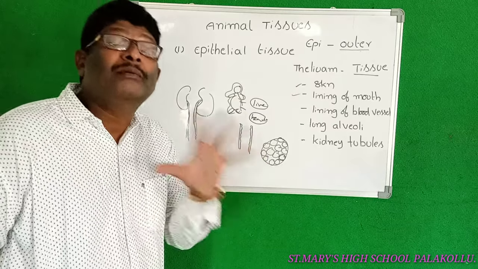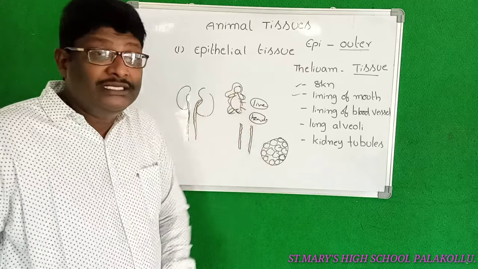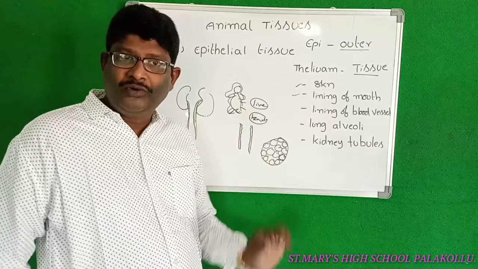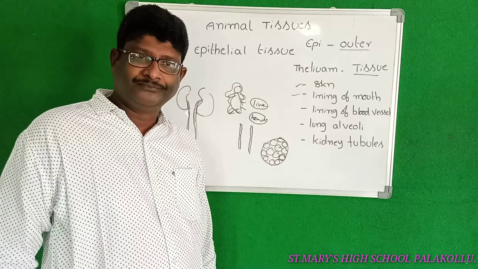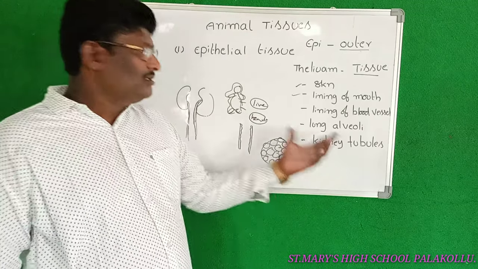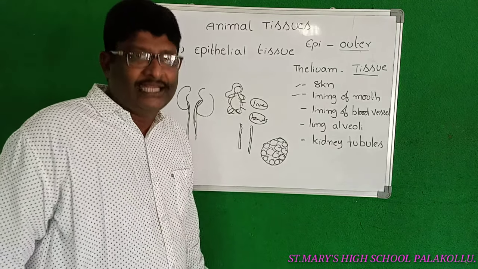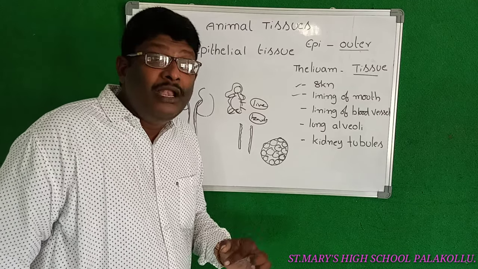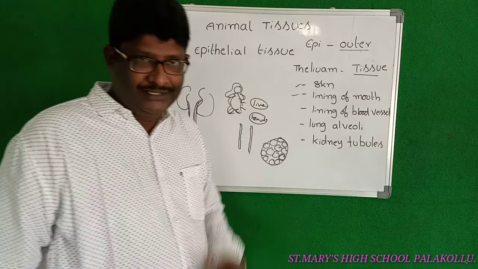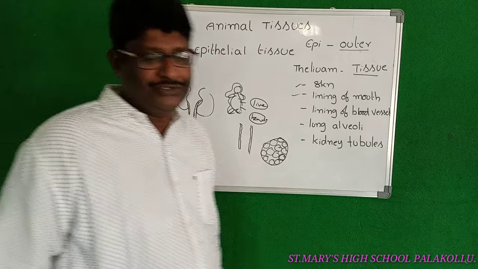That is called permeability. This permeability we will learn in the fourth lesson. Okay, next. So that is the main purpose, protection, and it is acting like a transporter, or it is called a permeable membrane, permeability. Okay, now so this is about epithelial tissue.